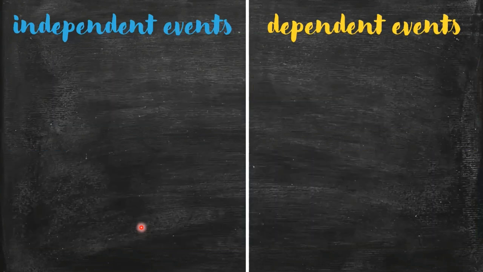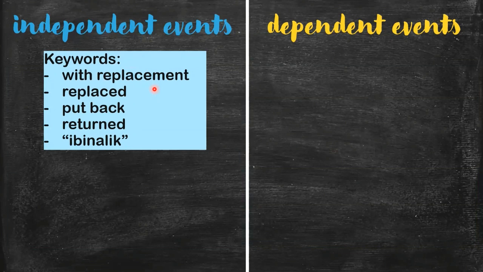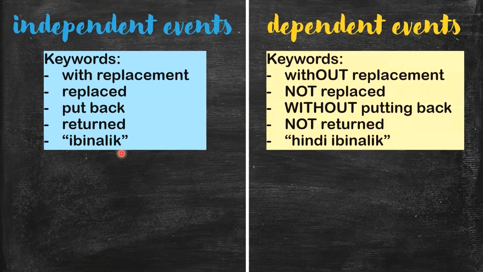Now, if you're given word problems and you were asked to identify kung independent ba or dependent yung problem or yung mga events in the problem, ito yung mga keywords. Two events are independent kapag nakita nyo ang mga keywords na ito: with replacement, replaced, put back, returned. Ibig sabihin niyan, ibinalik. Now, two events are dependent if you see these keywords: without replacement, not replaced, without putting back, not returned, hindi ibinalik.